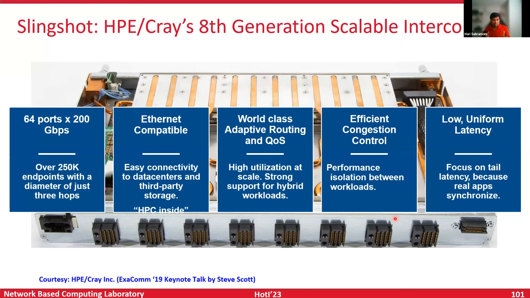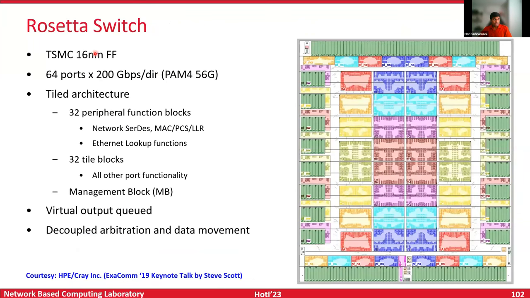One of the biggest selling factors for Cray's eighth generation scalable interconnect, called Slingshot, was quality of service, congestion control, and low tail latency. It does not have a lot of advanced network offload features, but it does have these three very important capabilities, which arguably allow the fabric to recover quickly from congested scenarios and also to ensure that different traffic classes are isolated from each other. So the switch is called Rosetta.